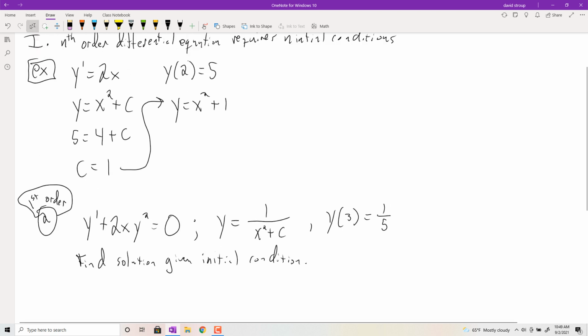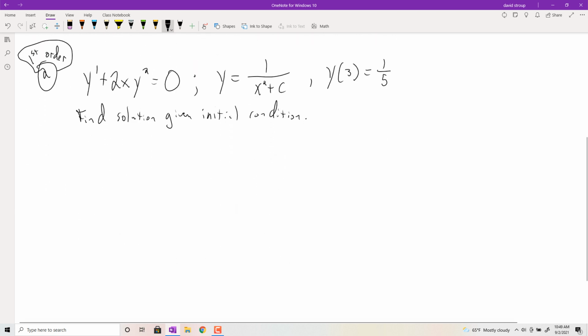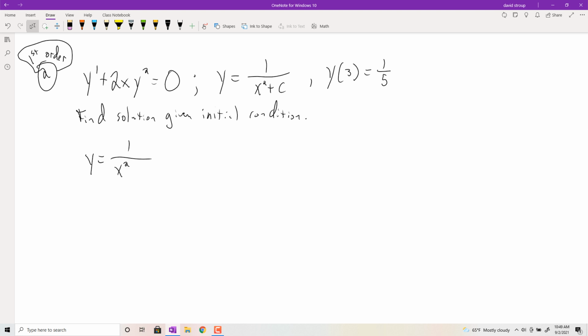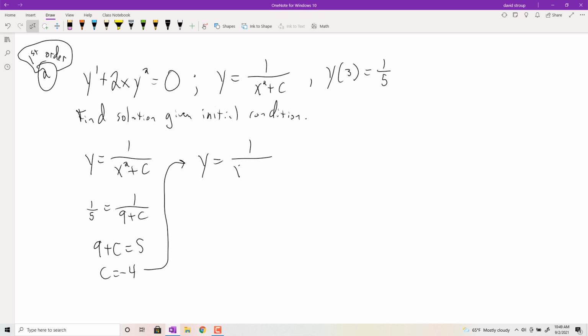Okay, so it works just like in my last example. You take the general solution and plop in the initial condition. So y is 1/5, x is 3, 3 squared is 9. Cross multiply, 9 plus c is 5, so c is -4. Then you just dump that into the general solution, get y equals 1 all over x squared minus 4.